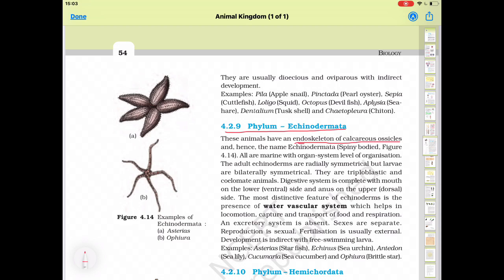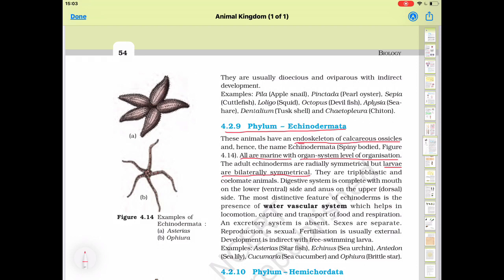They are marine, present in seawater, with organ system level of organization. They are radially symmetrical, that is, their body can be cut into two equal halves through different planes. But the larva is bilaterally symmetrical. They are triploblastic and coelomate animals. Digestive system is complete. Complete means they have mouth as well as anus.